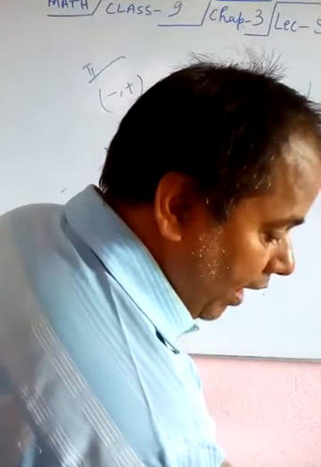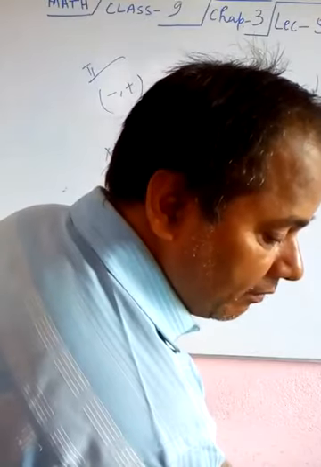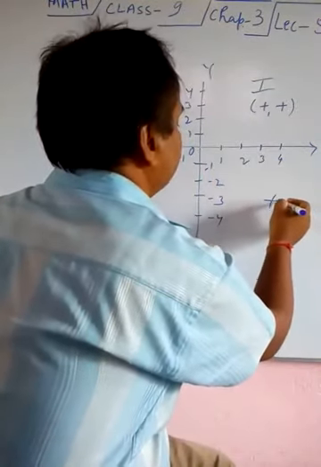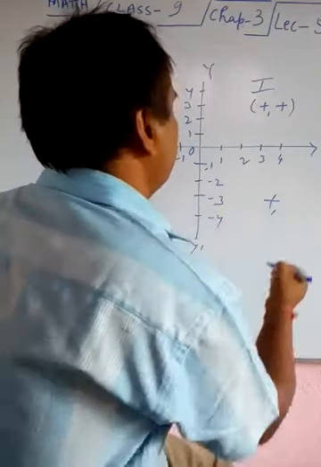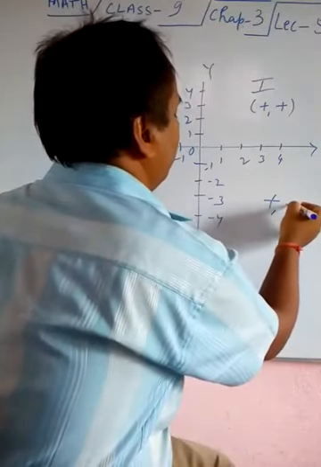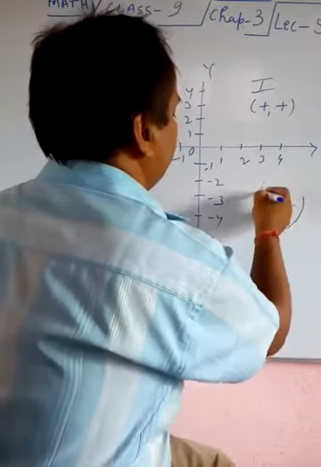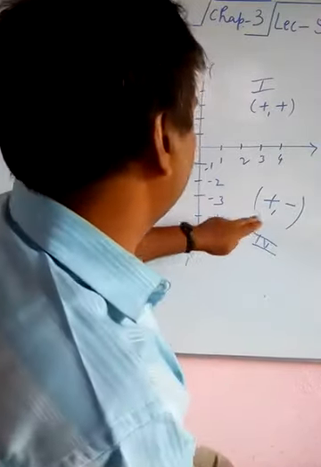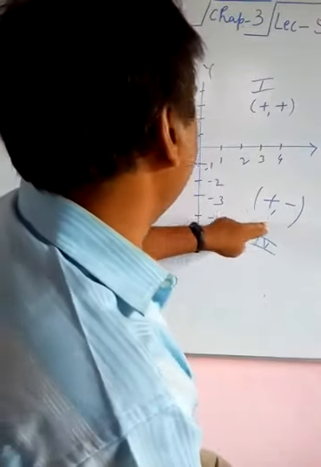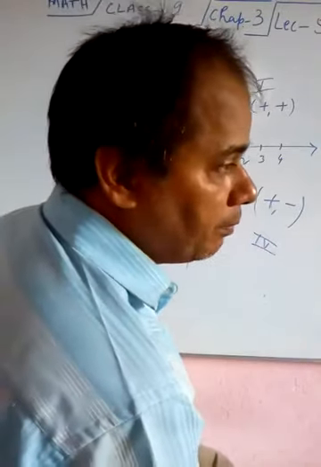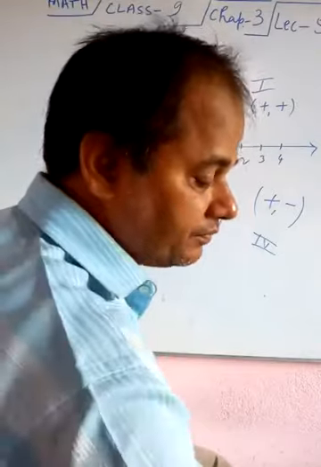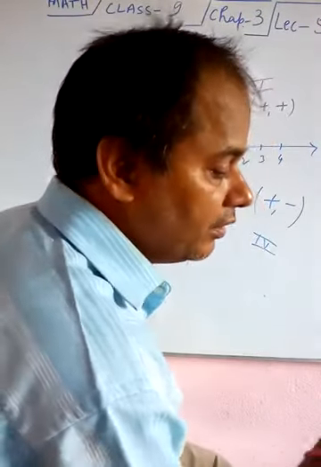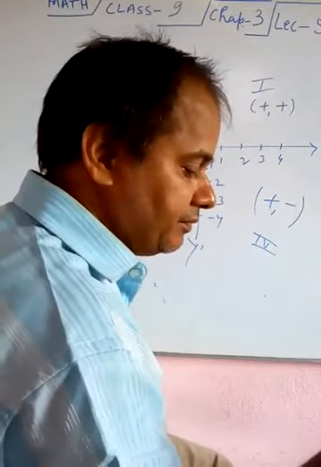Now the fourth quadrant. If a point is in the fourth quadrant, then the point will be of the form plus and minus. First the x-coordinate, that is the abscissa, will be plus, and the y-coordinate will have the negative sign. So in the fourth quadrant, the coordinates of the point will be of the form (+, -). See figure 3.13 on the next page.